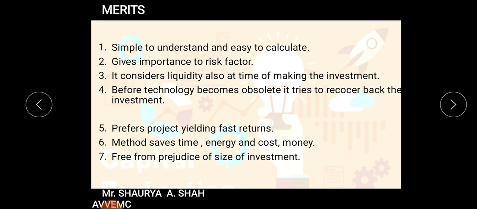Fine. To go through the merits of it, 7 points. The very first is simple to understand and calculate. Next is gives importance to the risk factor. Third, it considers liquidity also. Fourth, before the technology becomes obsolete, projects are selected, again giving back your return. Next is it prefers projects yielding fast returns. Next is it saves time, energy, cost and money. Next is it is free from prejudice of size of investment. I suppose it is clear to every student.